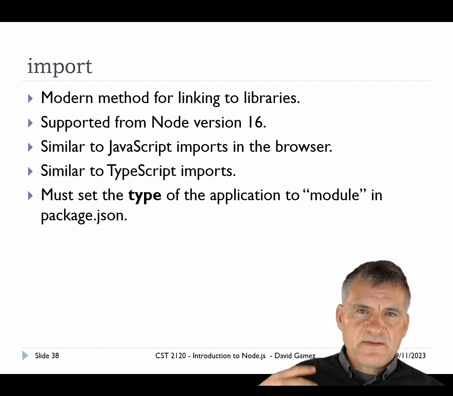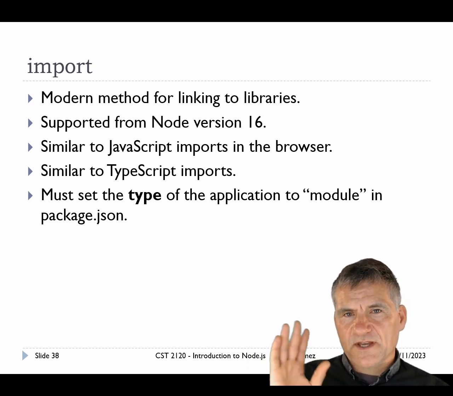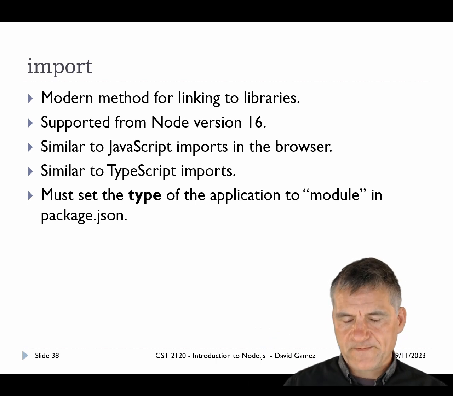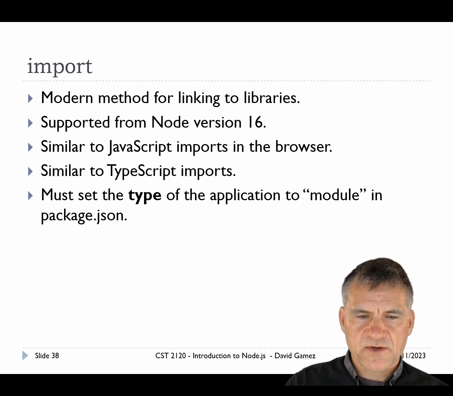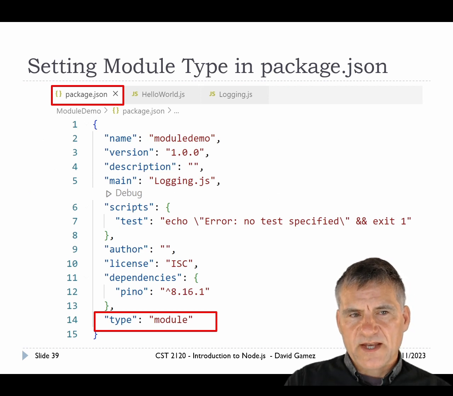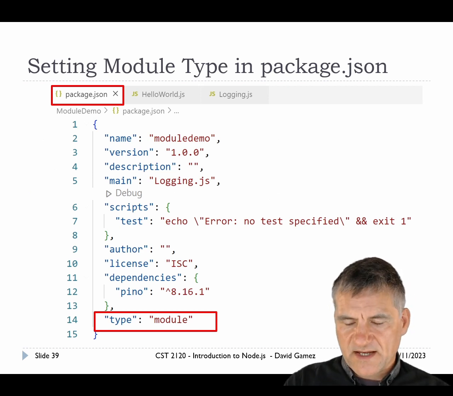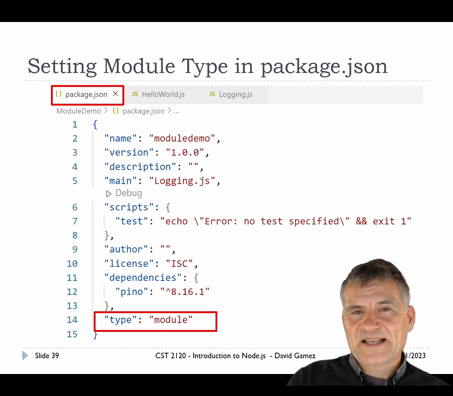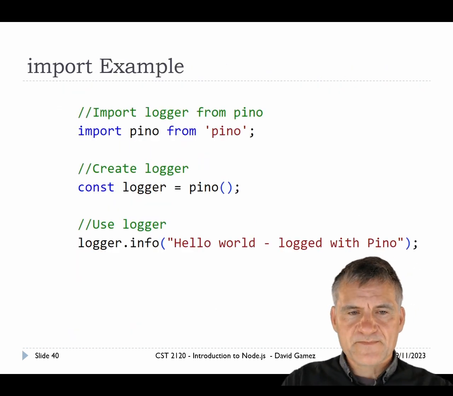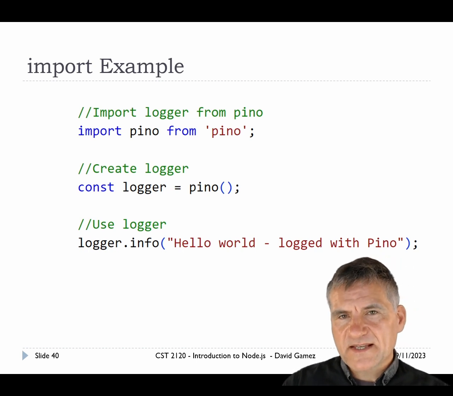Yeah, and if any of you are familiar with TypeScript, that also uses a similar import syntax. But to make import work, I have to set the type of the application to module in package JSON. So here's my package JSON, and I've set type module, and you remember that error I got before the other error? That's because I hadn't set that there. So basically this is similar syntax.